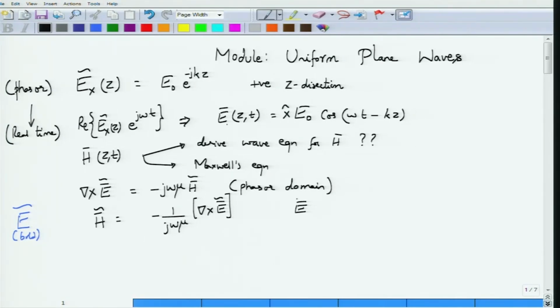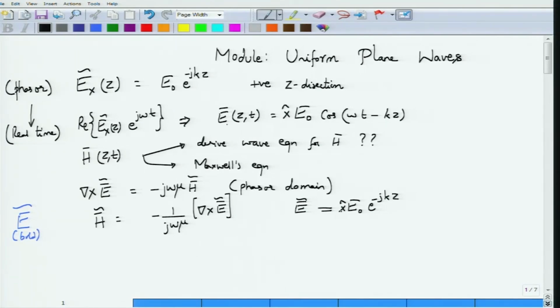So this electric field phasor is actually x hat, indicating the vector direction for the electric field, the amplitude E0, and the phase dependent part, or the space dependent part, which is e power minus j k z, right. So what is the curl of this expression?